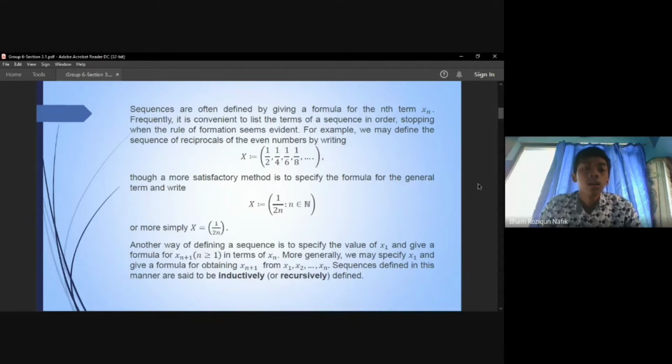Another way of defining a sequence is to specify the value of x1 and give a formula for xn+1 for n greater than or equal to 1 in terms of xn. More generally, we may specify x1 and give a formula for obtaining xn+1 from x1, x2, and so on. Sequences defined in this manner are said to be inductively or recursively defined.